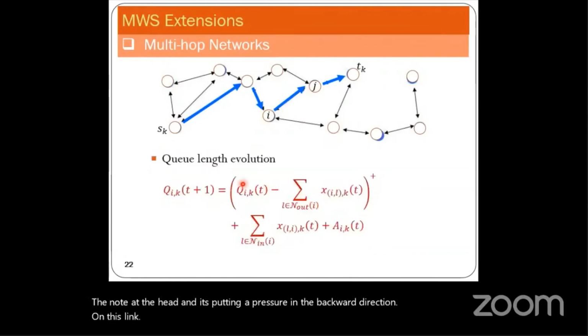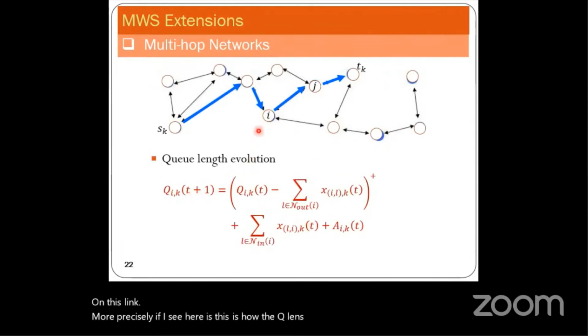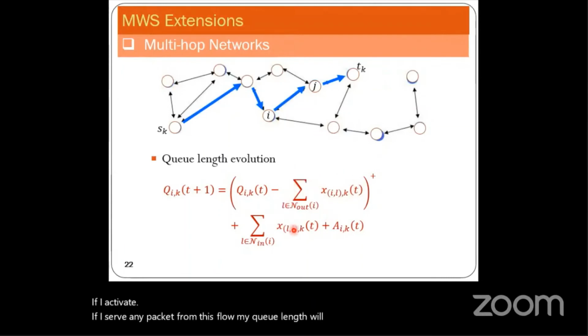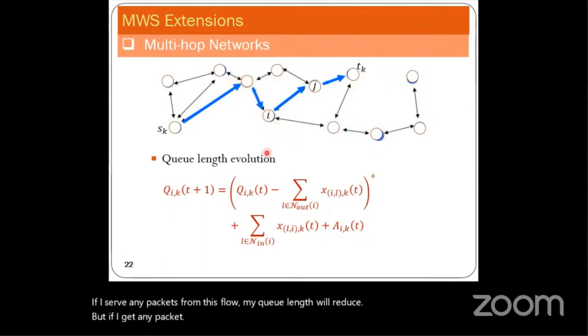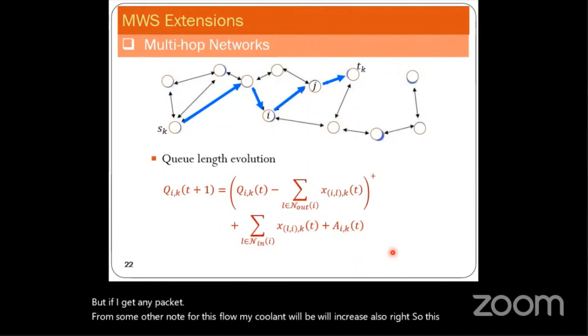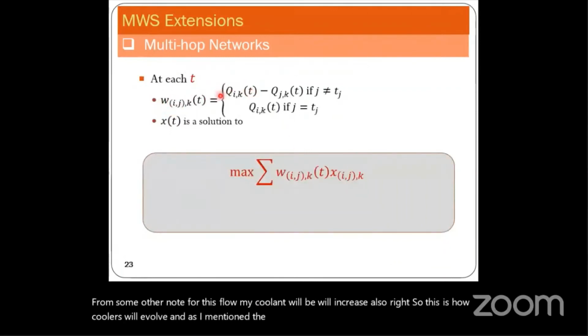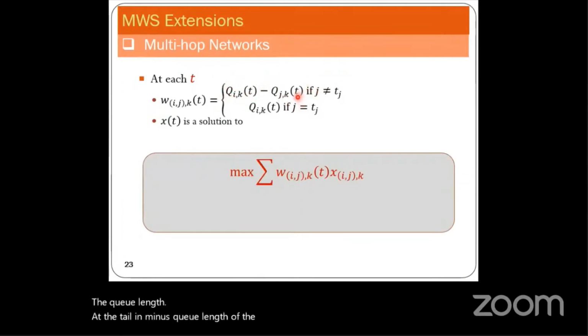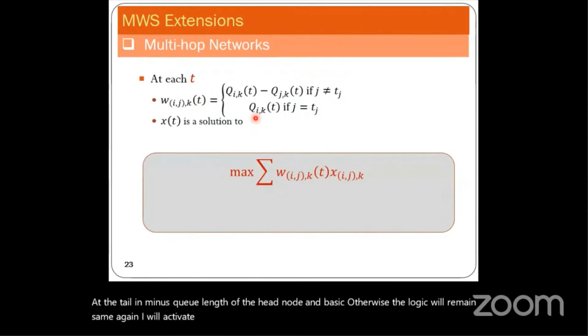More precisely, this is how the queue lengths will evolve. The queue length at node i for flow k at time t plus 1 will be the queue length at time t. If I serve any packet from this flow, my queue length will reduce. But if I get any packet from some other node for this flow, my queue length will also increase. So this is how queue lengths will evolve. And as I mentioned, the weight of a link will now be the queue length at the tail end minus the queue length of the head node. Otherwise the logic will remain the same. Again, I will activate the links for which the sum of their weights is maximum.